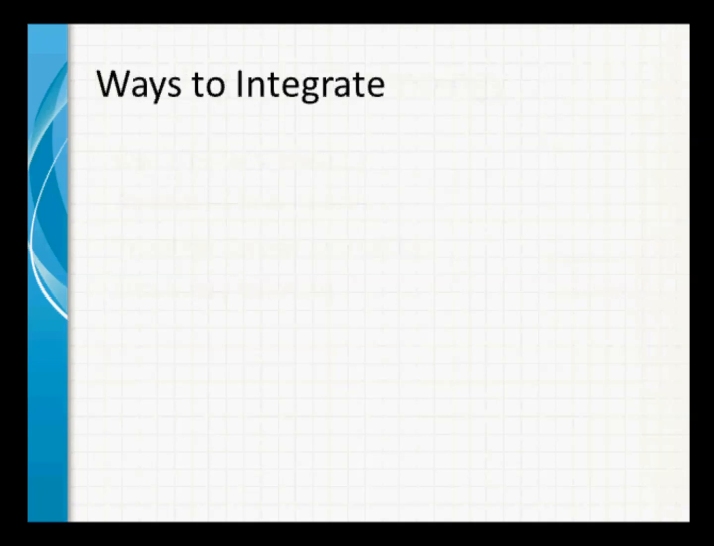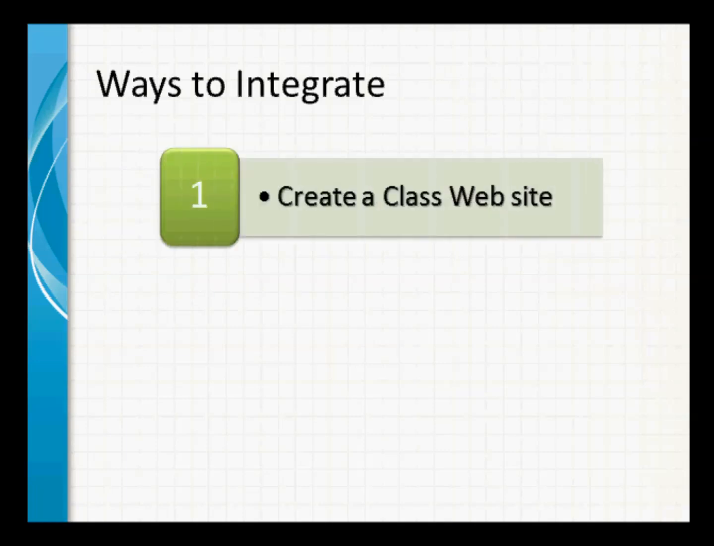So here are some specific ways, and these are by all means not all of the ways to integrate, but let's just look at them. One way you can integrate technology, and we've already worked on that, is to create a class website. On that website, you can put problems out there for students to solve. You can put websites or readings that you want them to have. You can communicate with them. You can communicate with parents.